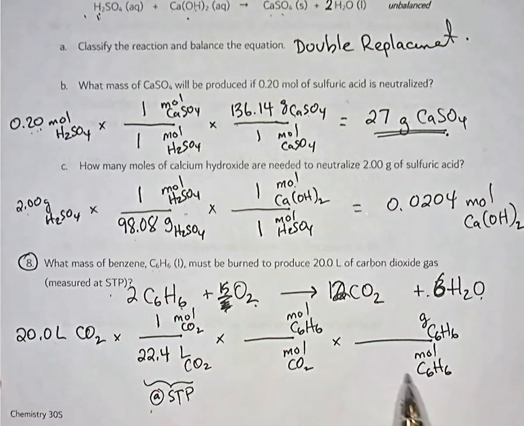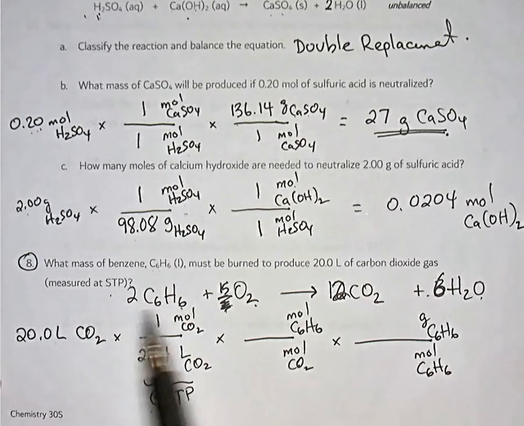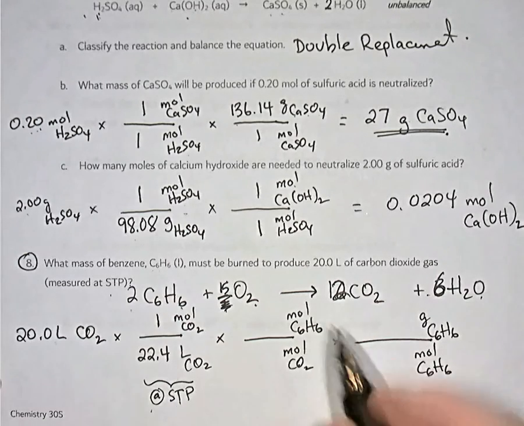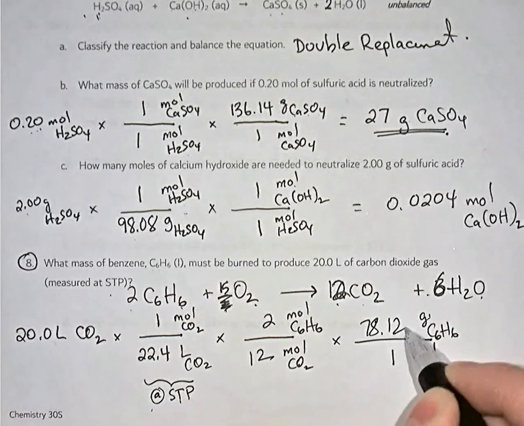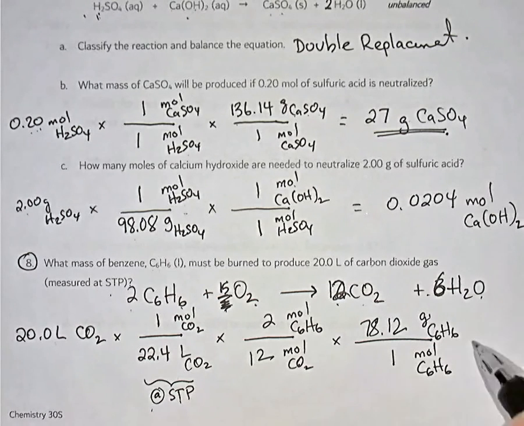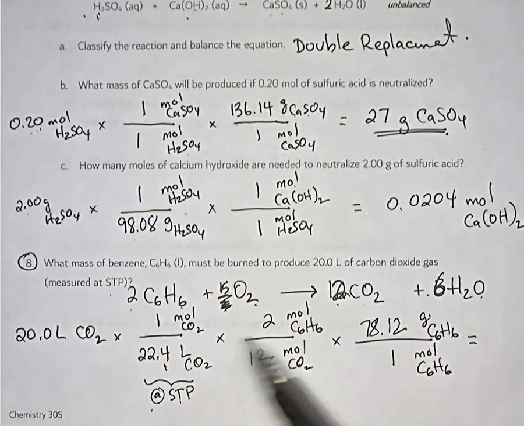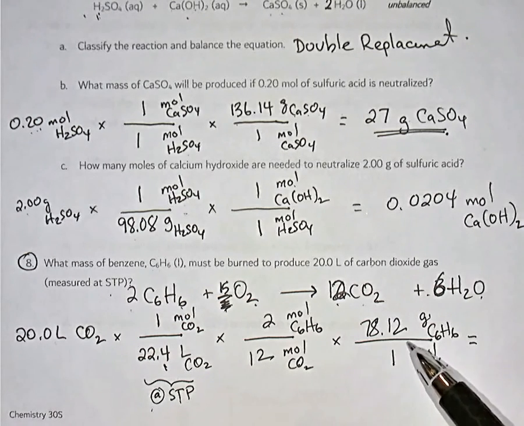So looking at these two multipliers, moles and moles would come from the balanced equation. 2 moles of benzene will produce 12 moles of carbon dioxide. And then this, grams in moles, is again a molar mass. 1 mole of C6H6, we look on a periodic table, 6 times carbon and 6 times hydrogen, you'll get 78.12 grams. And then finally, we'll do the arithmetic. 20.0 divided by 22.4 times 2 divided by 12 and times by 78.12.